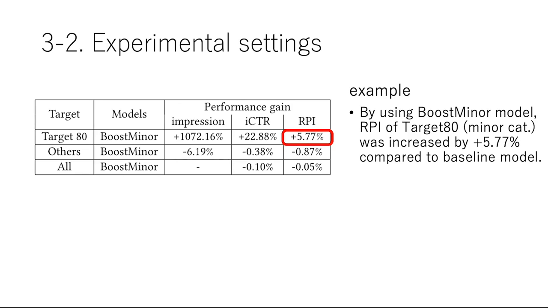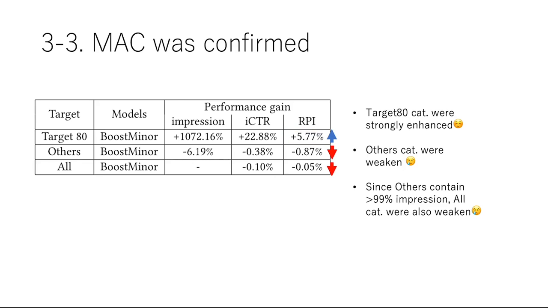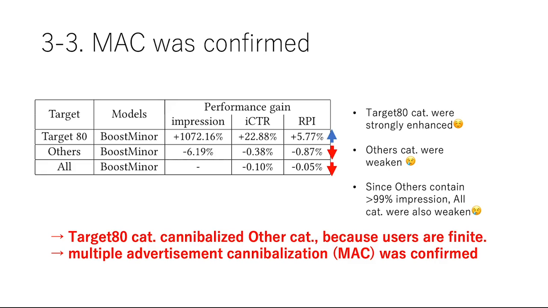This is good because the BoostMinor model worked well, but other categories were weakened, and all categories were also weakened because the depression of other categories was too much. This is a bad result. And we thought that the Target 80 category cannibalized other categories because users are finite. We thought that multiple advertisements cannibalize each other, and so we thought MAC was confirmed.